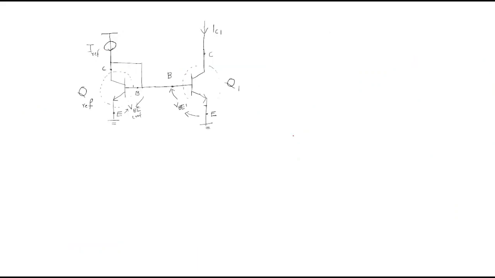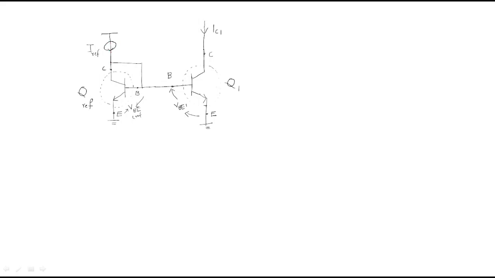For that purpose, we are taking a transistor, and we name it Q reference. This is the reference transistor. Here, the collector and base of the transistor are connected together, and both are at the same potential. It will take the reference current from the current source I reference.